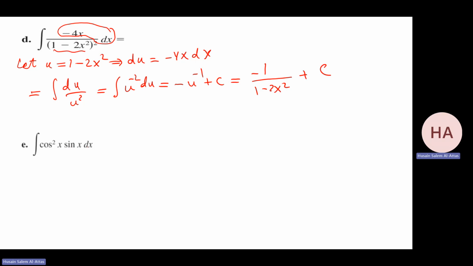We'll go with the dx. So I'll let u, the inner part, be cosine x in this case. What will be du? It is minus sine x dx.